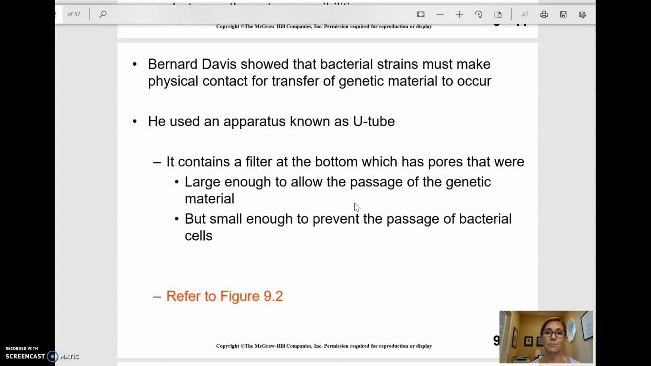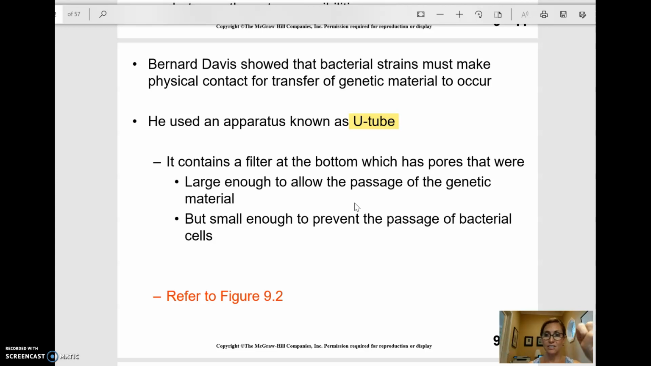Now, Davis developed something called the U-tube Experiment, and it's not the same thing as YouTube, what we're dealing with here. It's literally a tube in the shape of a U. And he asked the question, how do these two auxotrophic strains of bacteria actually give each other the ability to live in an environment lacking the nutrients they need? Do they actually have to touch, was his question.